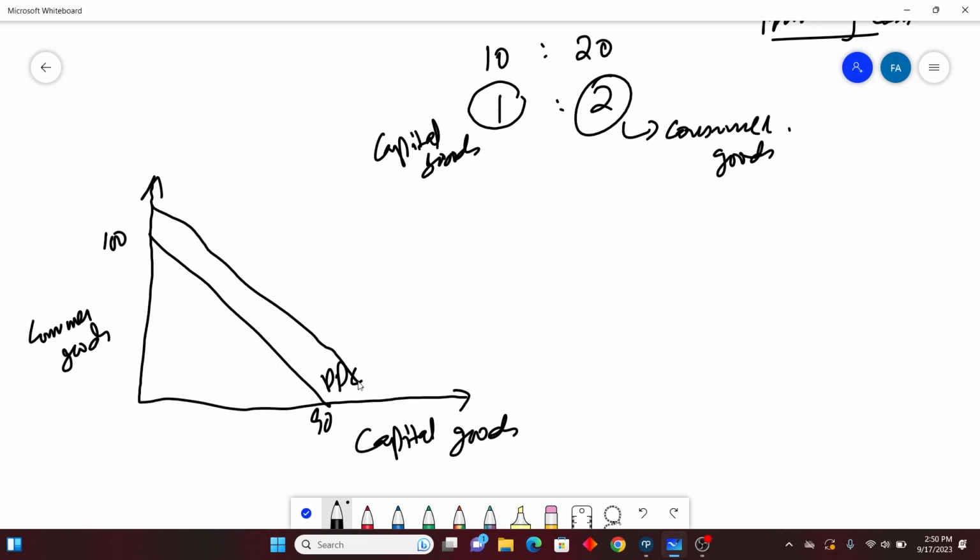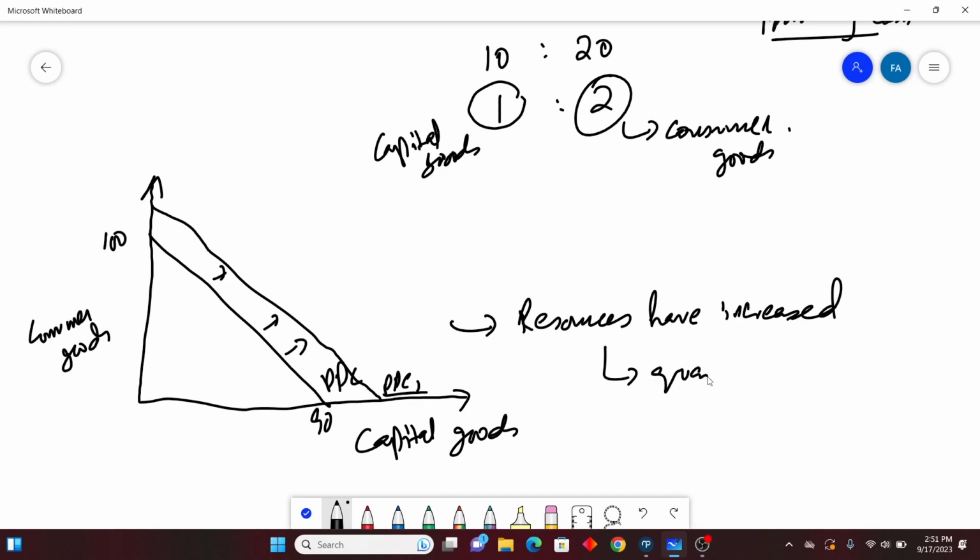Okay. So if I move the PPC curve to the right-hand side, PPC1. Always remember you have to denote it by a different name, PPC1. I make the arrows showing that it is going outward. How does the PPC curve go outward? Why does it go outward? Because resources have increased. In terms of quantity, it has increased. In terms of quality, it has increased.